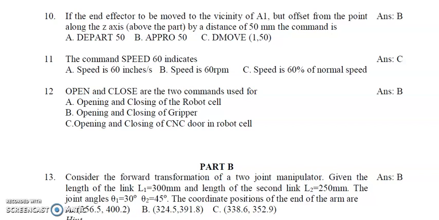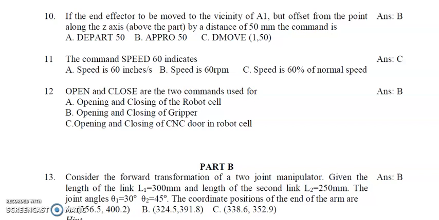Question 10. The end effector is to be moved to the vicinity of A1 but offset from the point along the z-axis above the part by a distance of 50 mm. The command is: A. Depart 50. B. Approach 50. C. (unclear). D. Move 1, 50. Okay, so the answer is B. Approach 50.